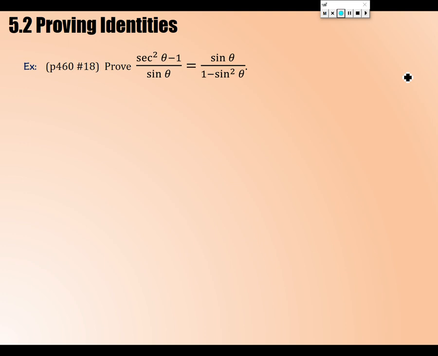This is not an equation to be solved. The claim here is that every value works. The solution to this is all reals, or at least, again, all reals for which it's defined. Okay, so how do we go about proving these?